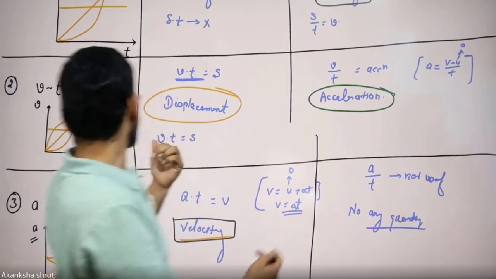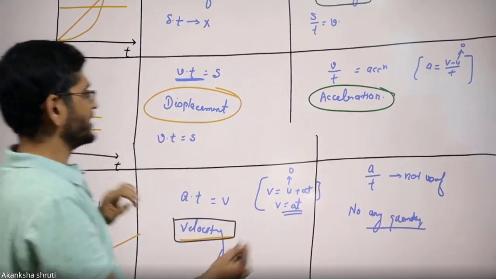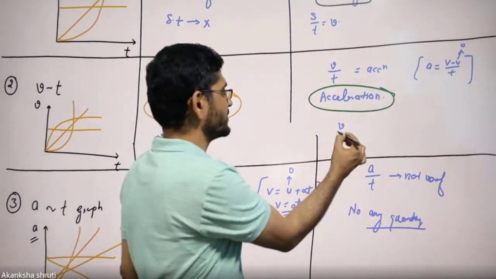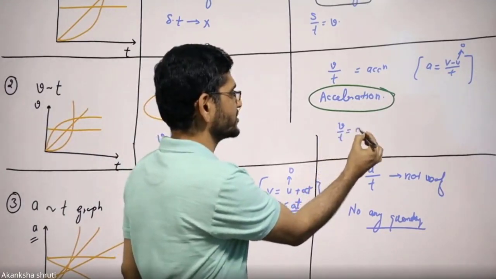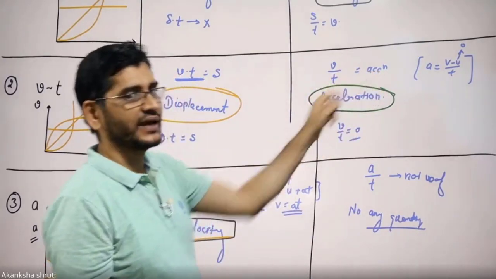Another, taking the ratio, meaning velocity by time or speed by time. We have learned that velocity by time is defined as a quantity called acceleration. So the slope is going to give us the acceleration.